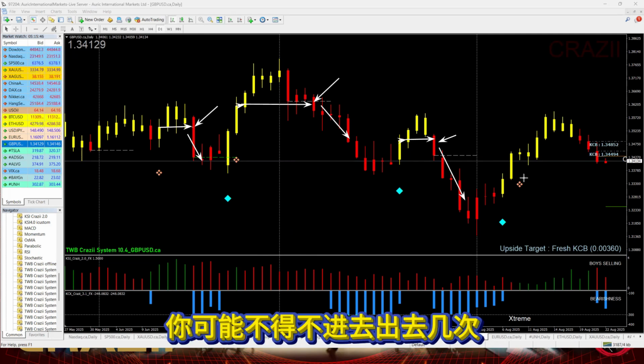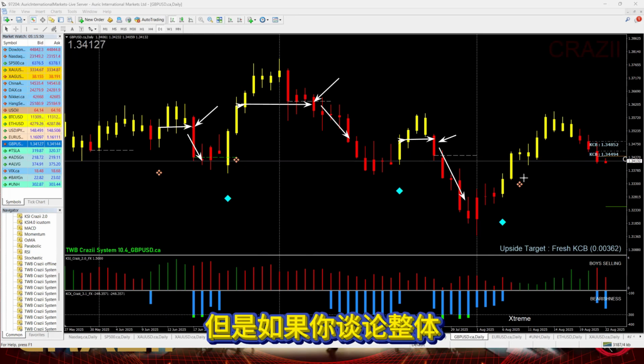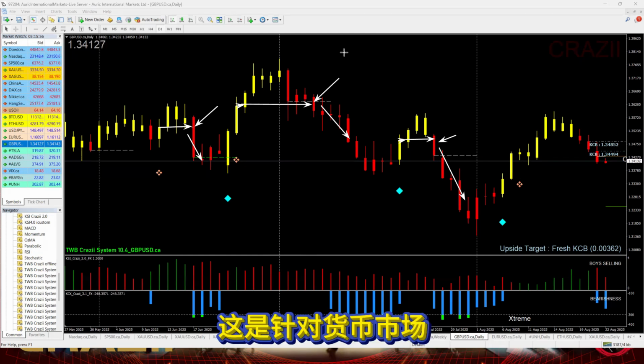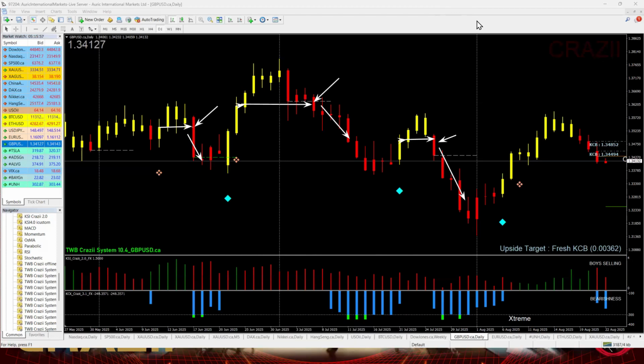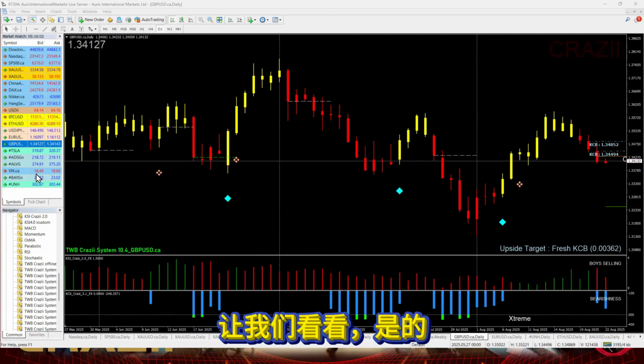Sometimes you have to go in and out a few times because this is where the market is fighting each other. But overall, you can see the result has been pretty decent. So this is for the currency market. How about the other markets? Let's take a look.